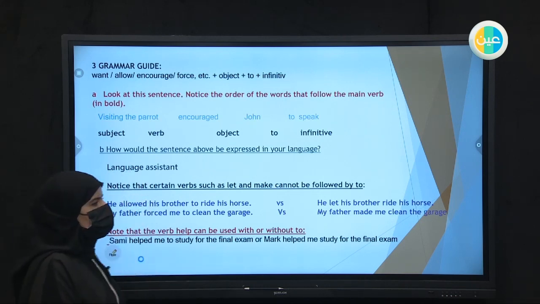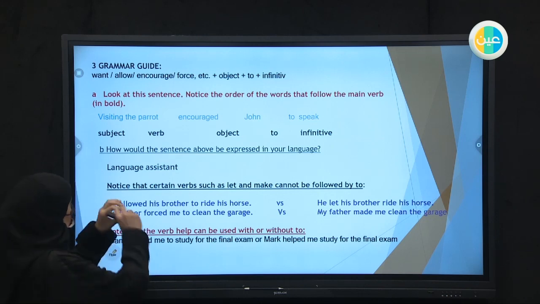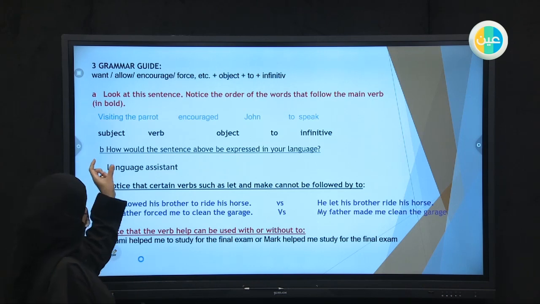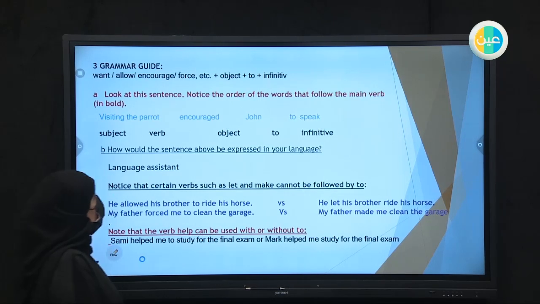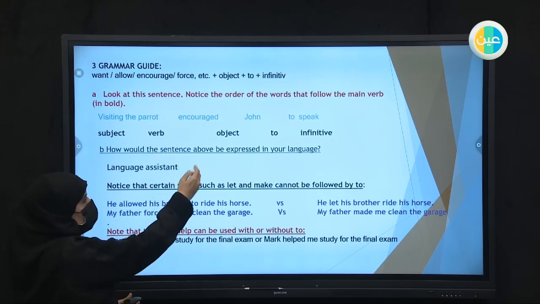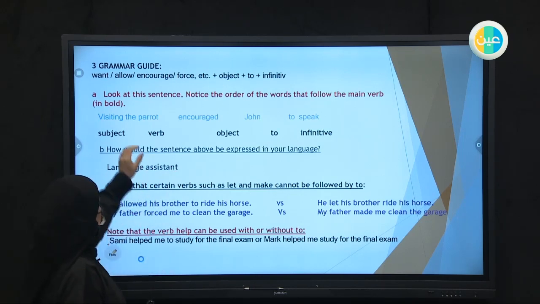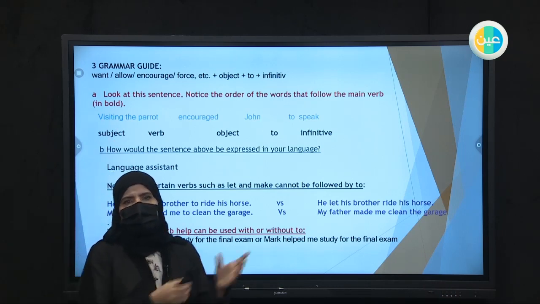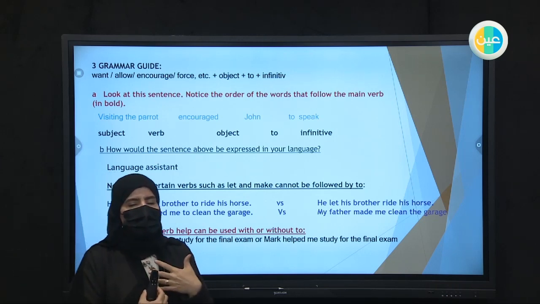The grammar guide for this lesson will be about want, allow, encourage, and force, and what follows after these verbs. There is a long list, followed always with an object. After that, to, then the infinitive of the verb. So what I mean by want: I want to be, for example, a professor. I want to be a doctor.